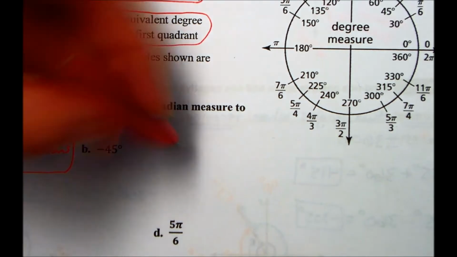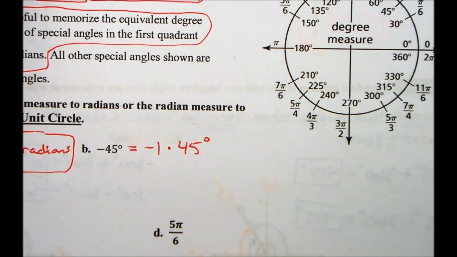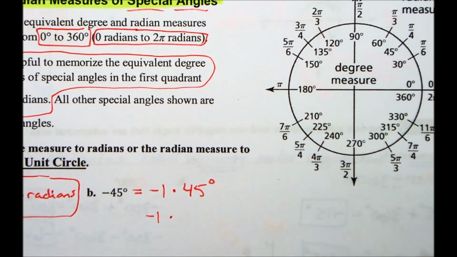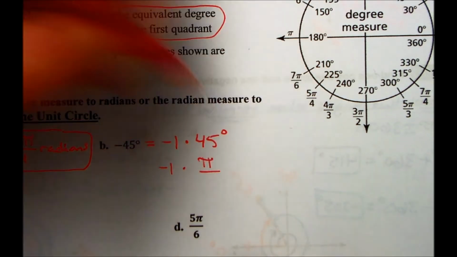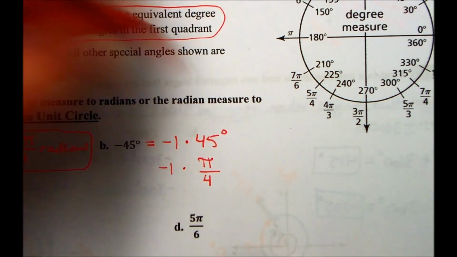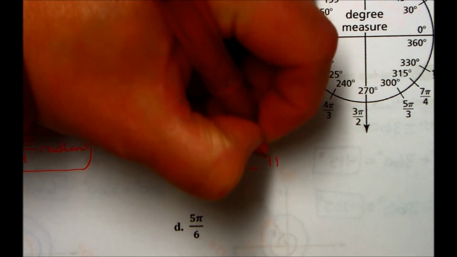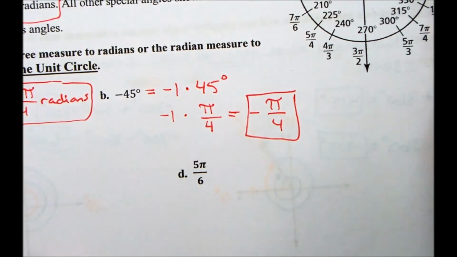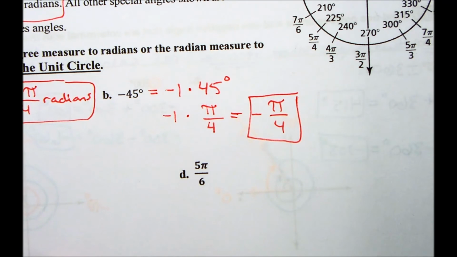It's actually going to be, if we factor that negative 45 into negative 1 times 45 degrees, and then we look at 45 degrees, it's pi over 4. So if you start with a negative degree, you want to end with a negative radian. So if we just take negative 1 times the pi over 4, it's just negative pi over 4. So that's how you treat a negative. You just make it negative, but you use the same measurement as 45, which is pi over 4.